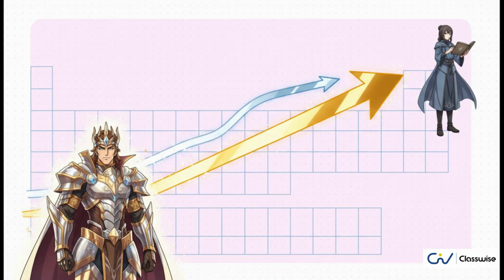Metallic character increases as you go down a group, and it decreases as you go across a period from left to right. So if you want to find the most metallic element of all, where would you look? Yep, the bottom left corner. That's where you'll find the king of all metals.